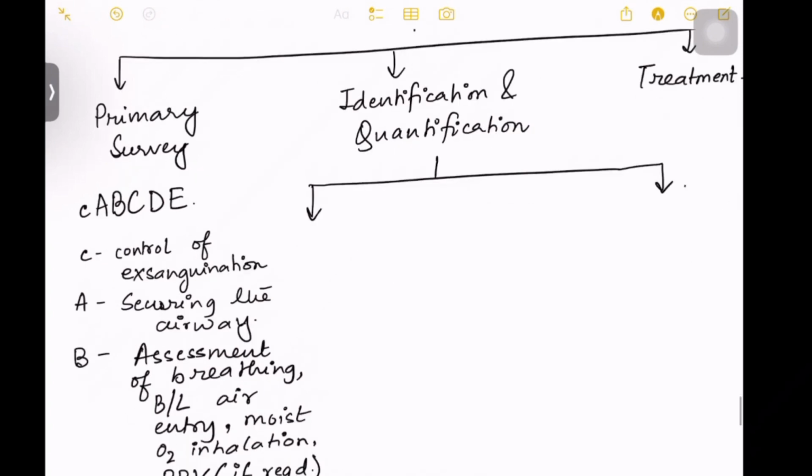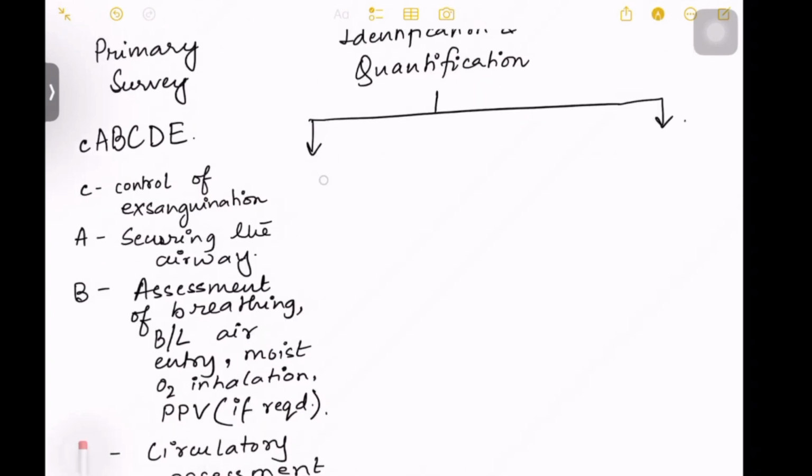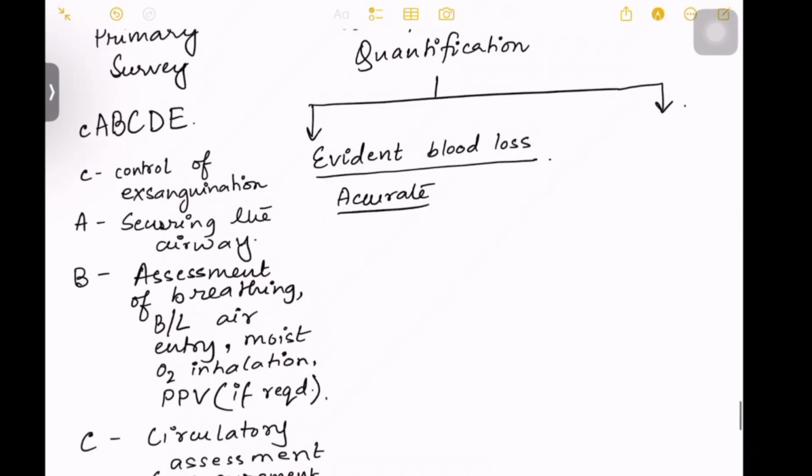Next, you go to identification and quantification. That means you have to quantify how much blood loss has occurred. This can be done in an accurate way and in an inaccurate way. Now, the accurate way involves the amount of blood in the pleura and the peritoneum. So this is an accurate way because here you can see how much blood is there and you can quantify it. There are some inaccurate ways as well.